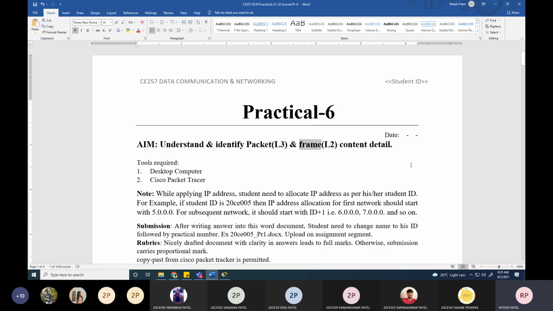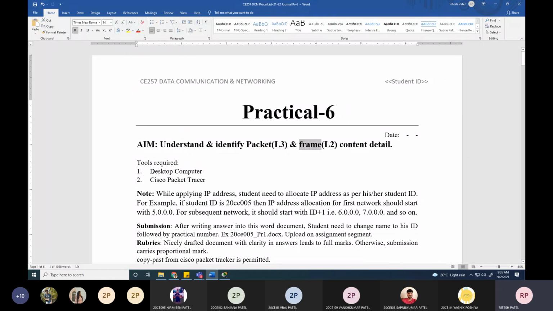In my whole subsequent session, I will use frame and packet. So whenever I say frame, you have to understand it is layer 2. Whatever I'm talking about with respect to layer 2, and when I talk about packet, it's with respect to layer 3, which is nothing but the network layer. Layer 2 is the data link layer. Layer 3 is the network layer.